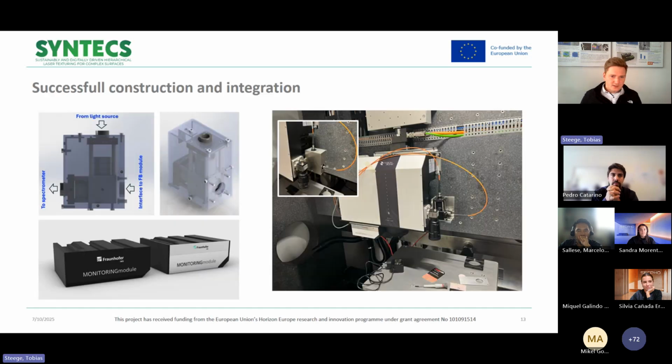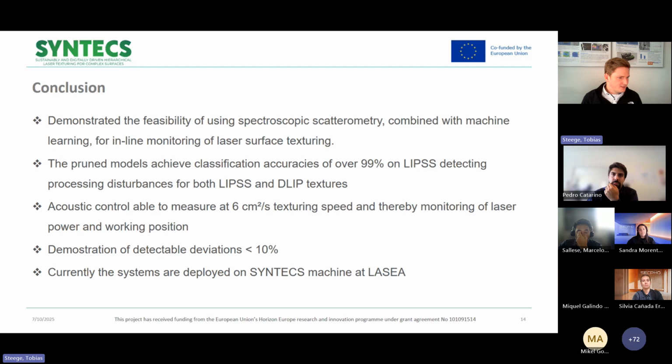So both of those systems were integrated into a machine by LASEA. We have an optical module which can be attached from the right side to a texturing head. Of course, you need the specific entry hole and the mirrors inside. And we developed a monitoring module which can just be used from below and records the acoustic. And both of those systems, the optical as well as the acoustical system, have an embedded computer where algorithms also run. With this, I will finish my presentation.